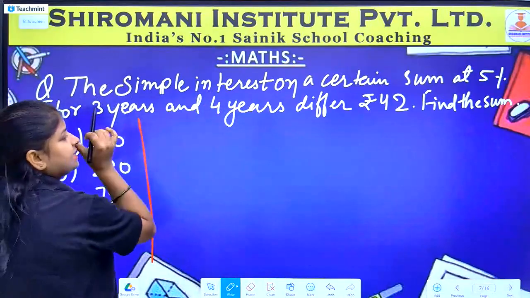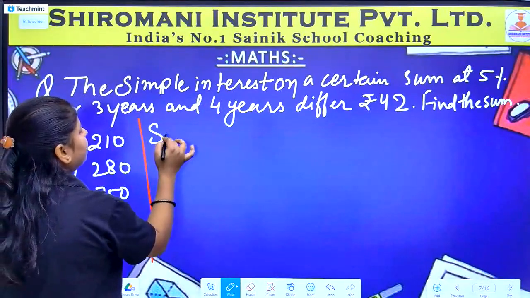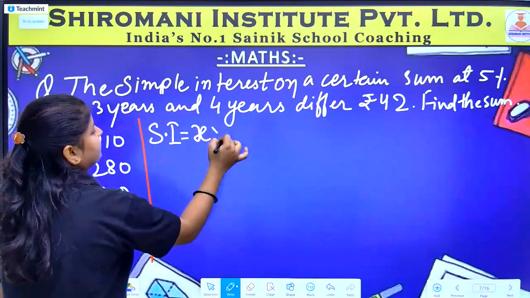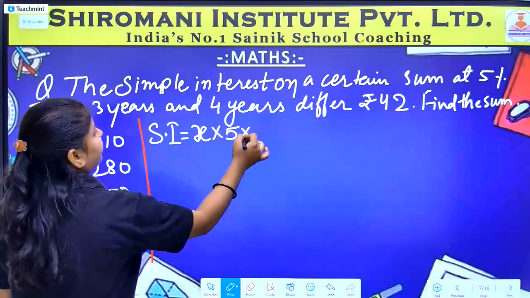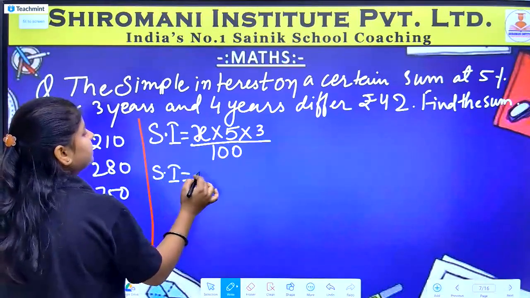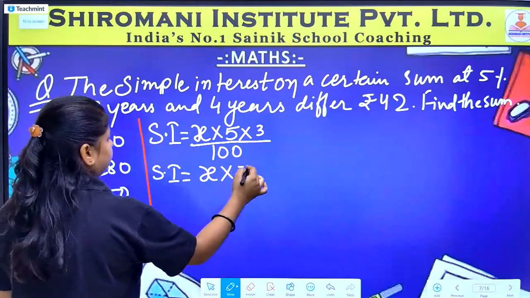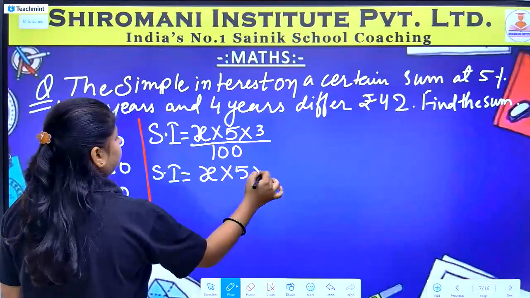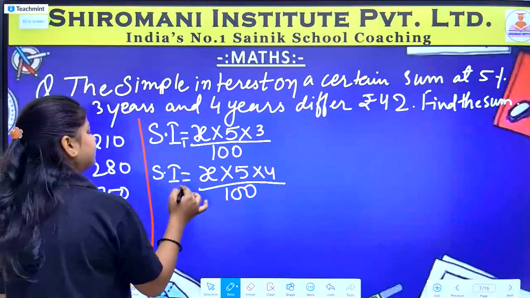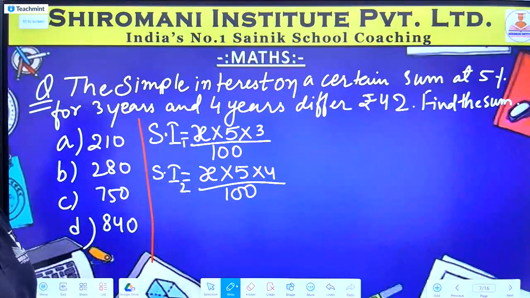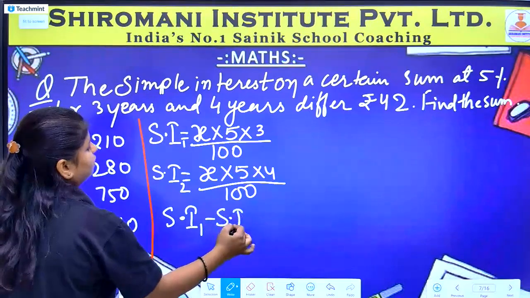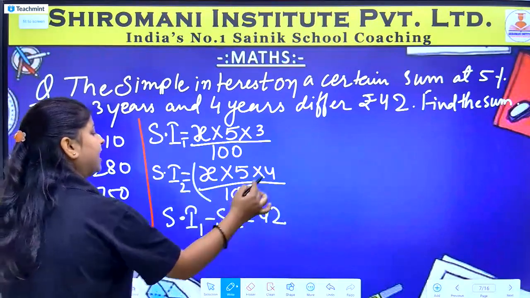Simple interest on a certain sum of money. So, for 3 years beta, simple interest would be what? Principal into rate of interest into time upon 100. And for 4 years, simple interest would be what? Right? Simple interest for 3 years, simple interest for 4 years. Now, according to the question, when you will subtract this SI1 or SI2, you will get 42. So, you have to subtract this and this.